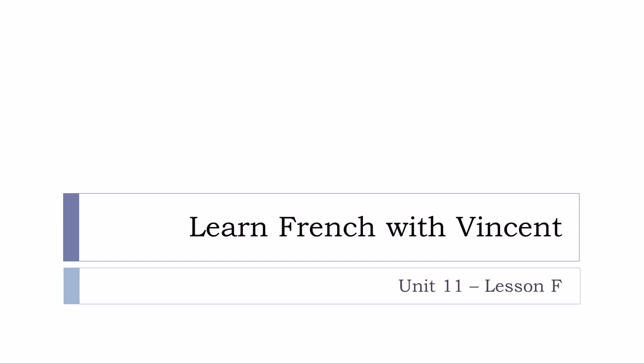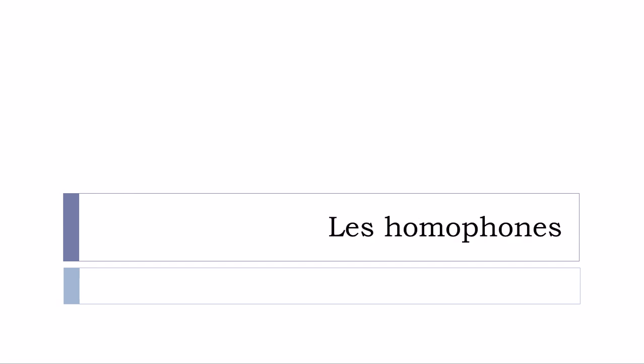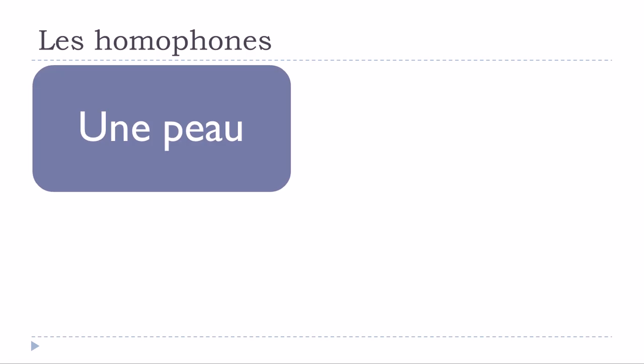Bonjour à tous and welcome to Learn French with Vincent, and this is Unité 11, leçon F. And in this lesson, we'll finish our big thing with les homophones. So it's the fourth video covering this topic. Remember, les homophones, we're talking about words that are pronounced the same way but written differently, and of course the meaning is different. Okay, so we'll see 10 of them in this video. So let's start with the first one.